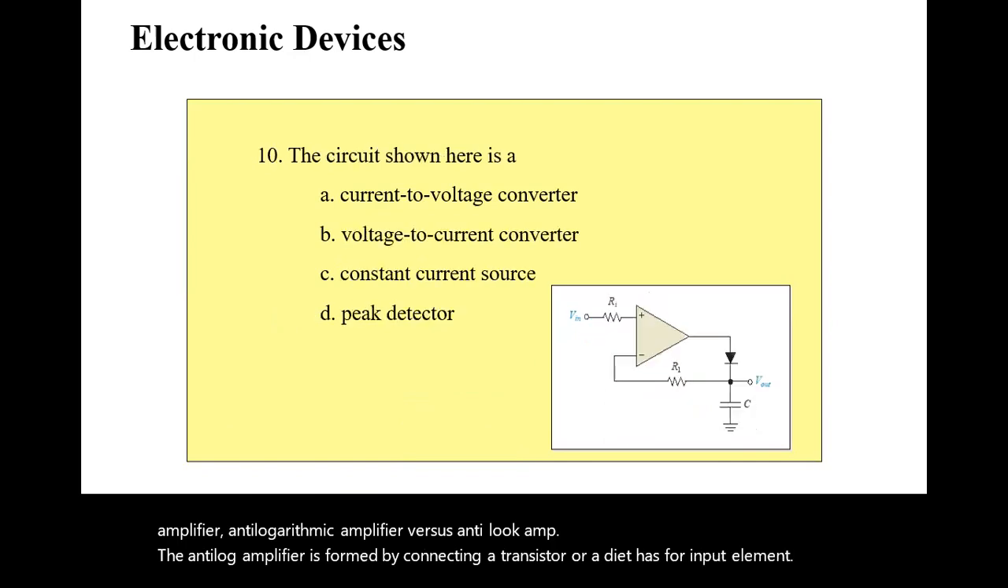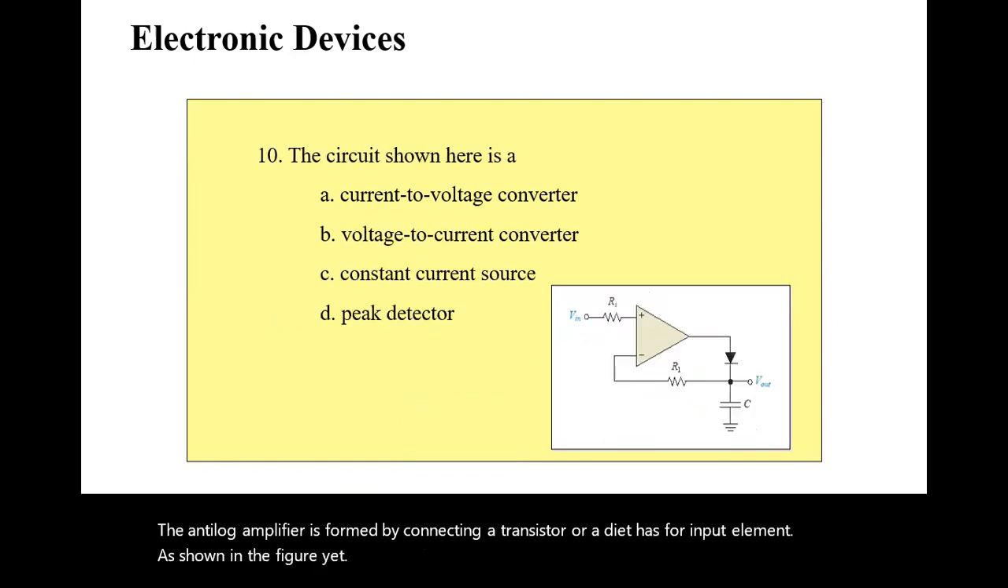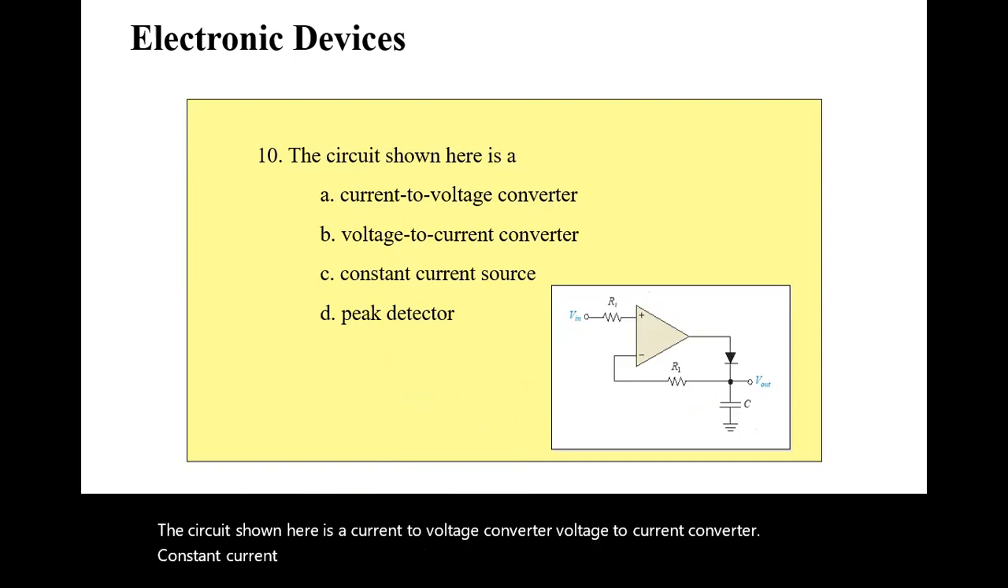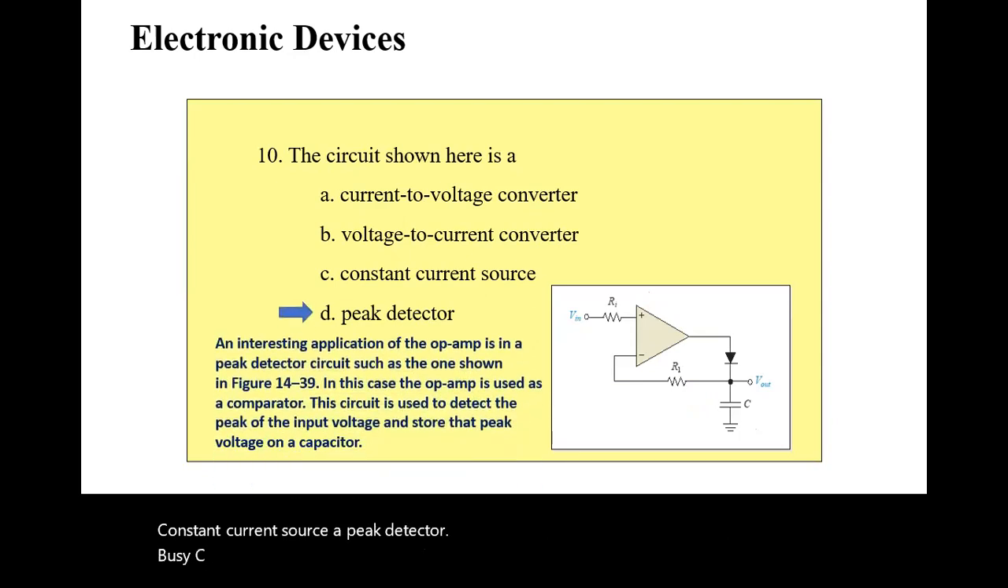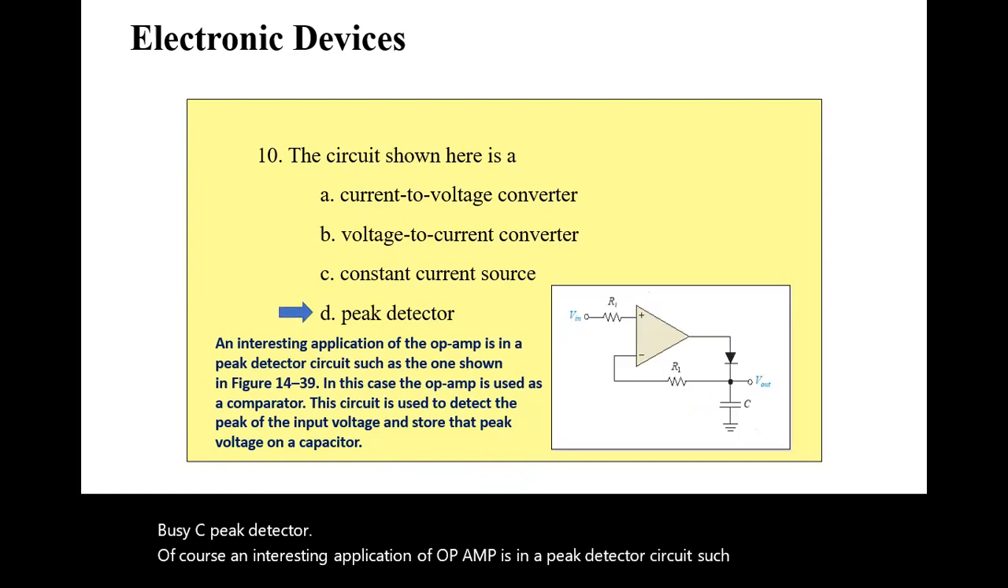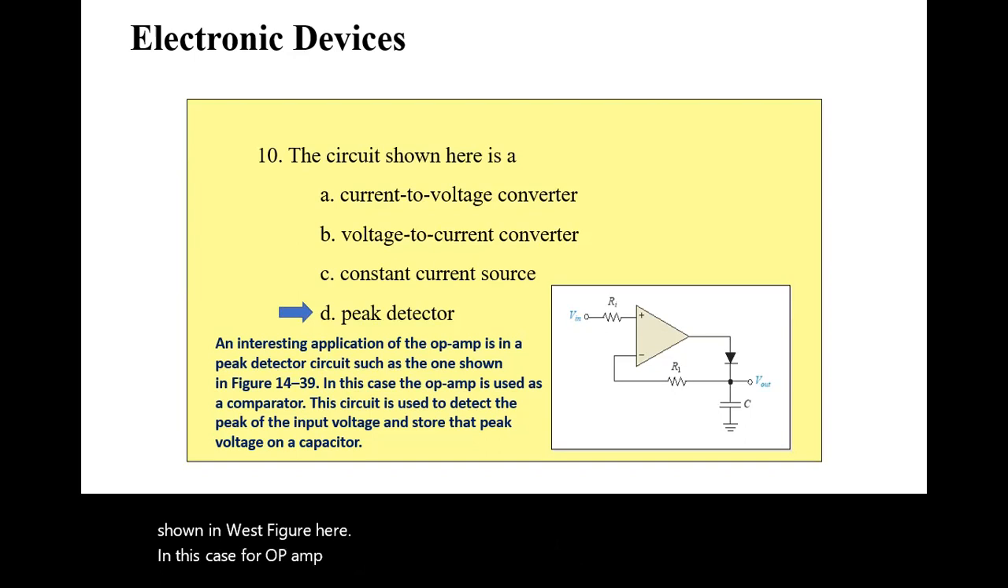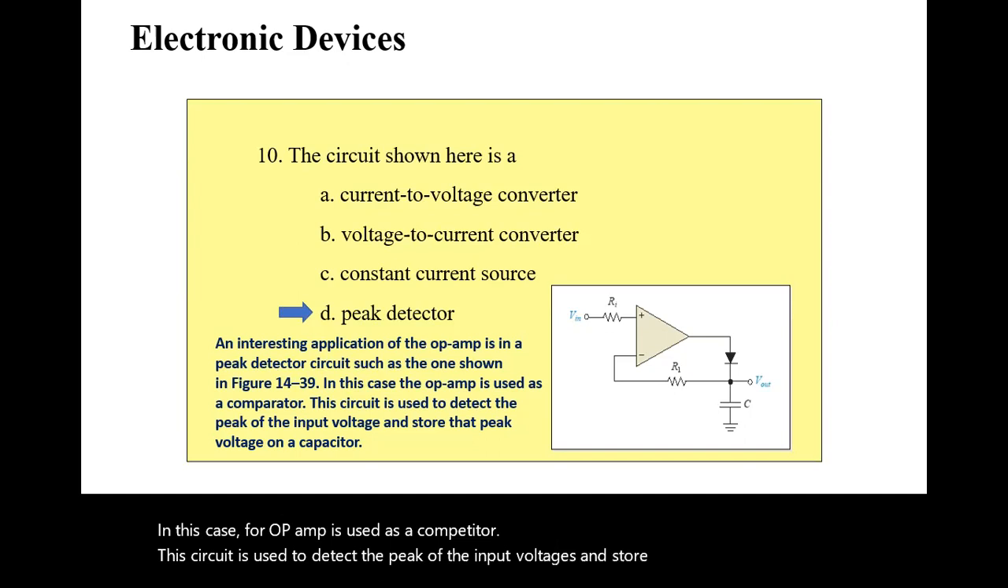The circuit shown here is a current to voltage converter, voltage to current converter, constant current source, a peak detector. This is a peak detector. Of course, an interesting application of op-amp is in a peak detector circuit such as the one shown in this figure here. In this case, the op-amp is used as a comparator. This circuit is used to detect the peak of the input voltages and store the peak voltage on a capacitor.